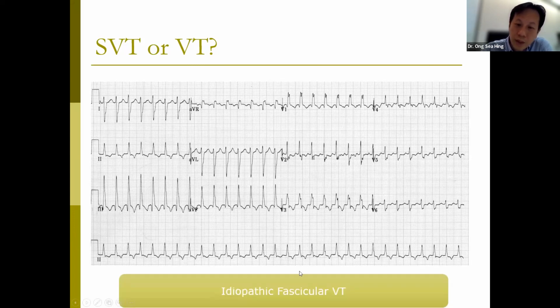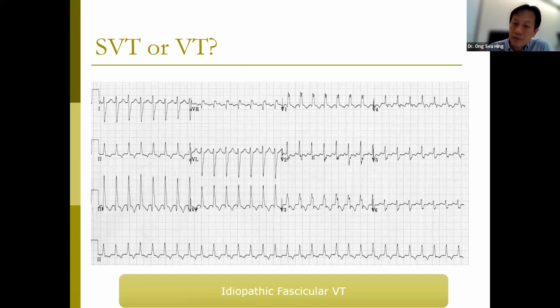This is what we call idiopathic fascicular VT. Some of you will have heard of this condition where it is a ventricular tachycardia, but the focus of the ventricular tachycardia comes from the fascicle. That means it comes from the septum. And therefore, when it comes from the septum, either the left anterior fascicle or the left posterior fascicle, that means it comes from the left bundle branch, either anterior or posterior, where the focus of the VT is coming from. Therefore, when it goes down, it gives you a right bundle branch block pattern. And because it's coming down the septum, the axis is quite normal. Okay, so frequently this is mistaken as SVT, but it's actually a form of ventricular tachycardia.